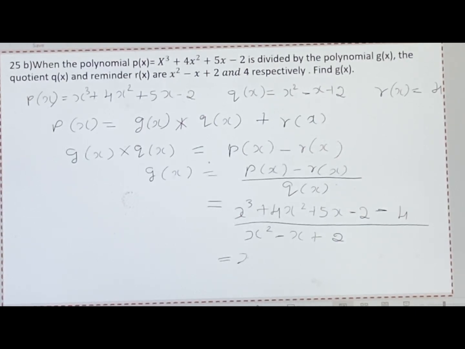Okay, now we need to simplify this equation. So we have 1x cube, just write as it is. We have 1x square value, write as it is. And we have 1x value, write as it is. Then minus 2 minus 4 is nothing but minus 6, divided by x square minus x plus 2. Okay, this is the g of x value. You can just write as it is. So either you can solve 25A question or 25B.